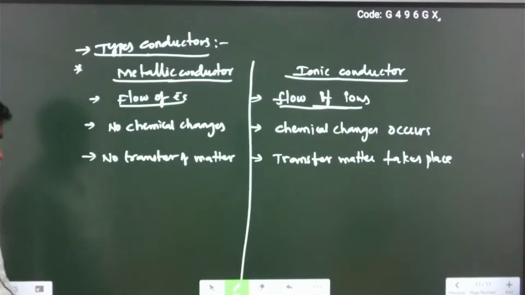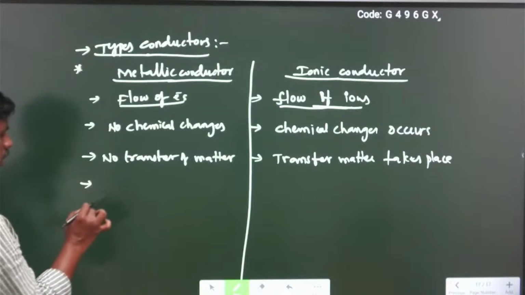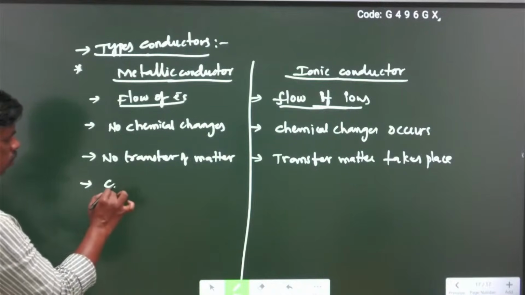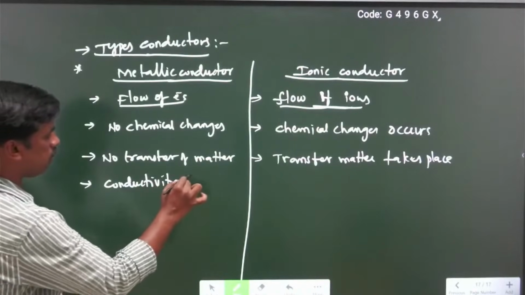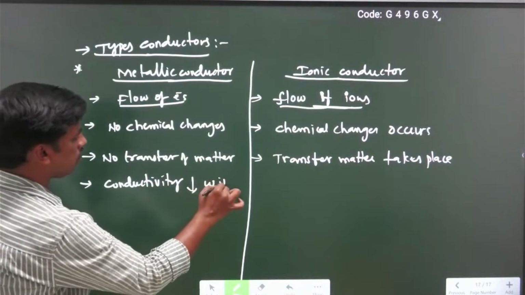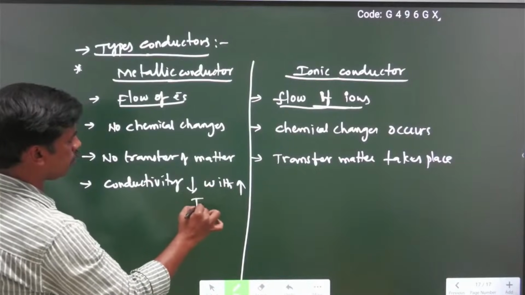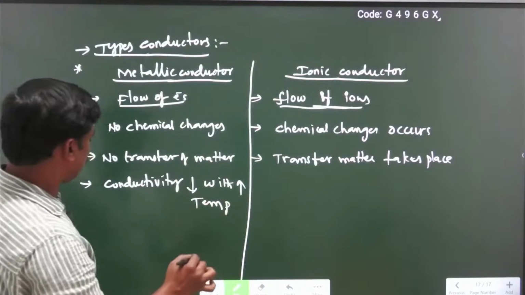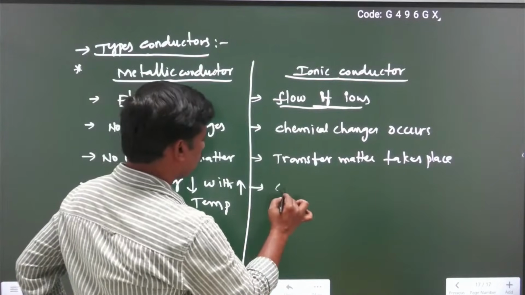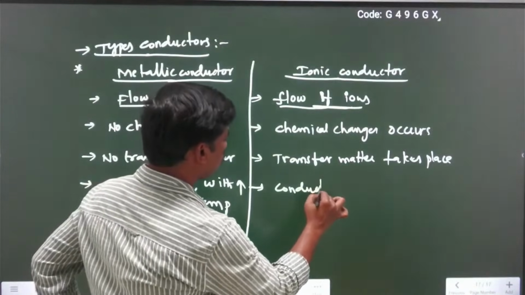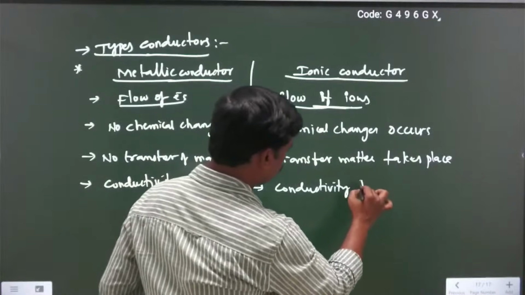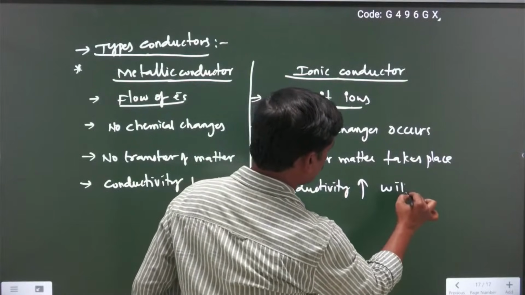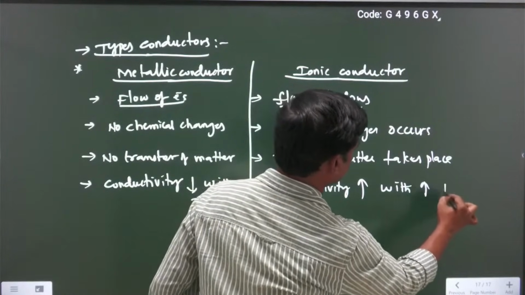In metallic conductors, conductivity decreases with increasing temperature. In ionic conductors, conductivity increases with increasing temperature.